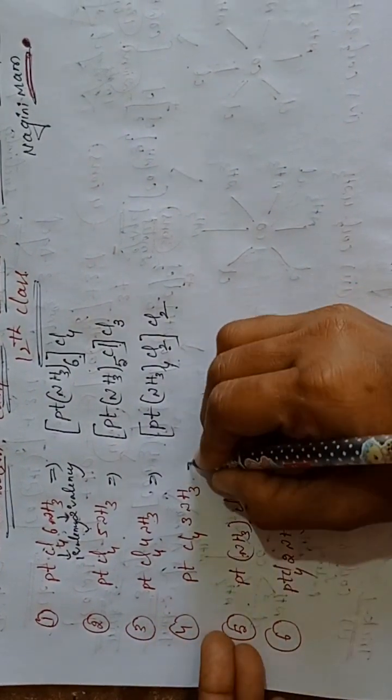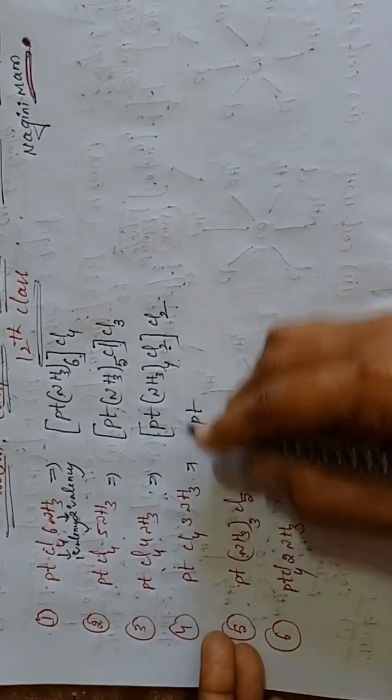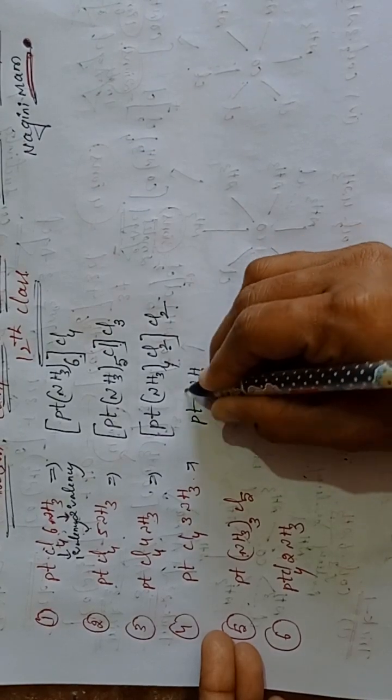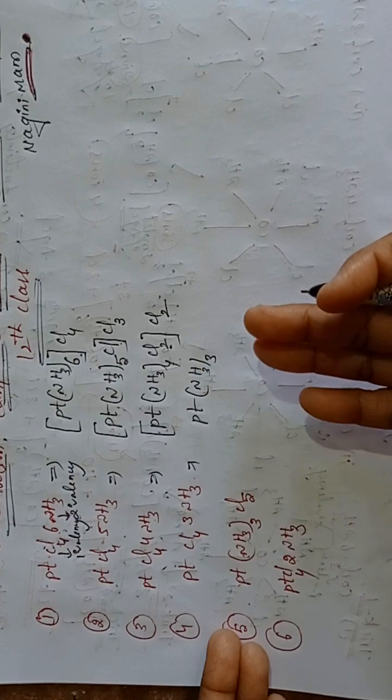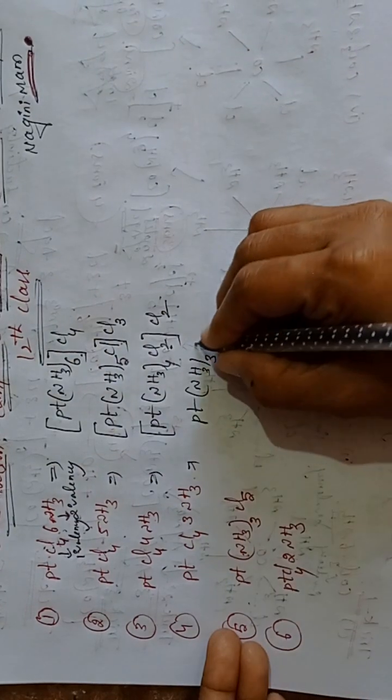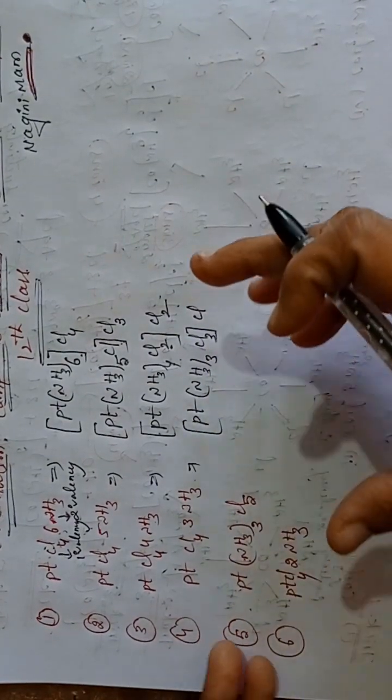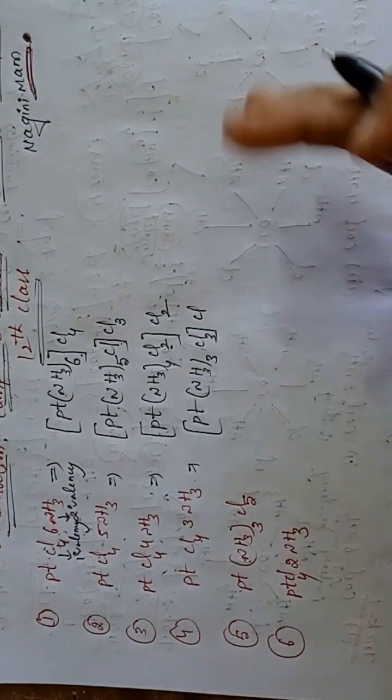Now see, students, the fourth compound here: platinum is the central metal atom, and 3 ammonias, 3 NH3, are there. To satisfy the coordination number 6, the remaining 3 I am taking as 3 chlorines. And one more chlorine you have to take outside the coordination zone, outside the square bracket.